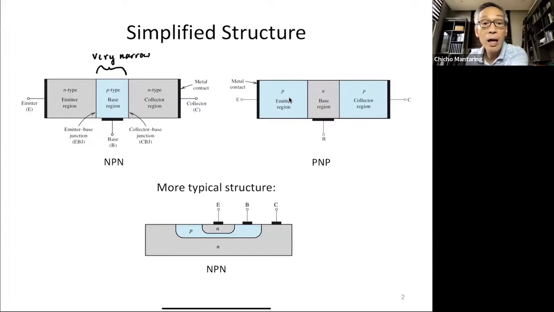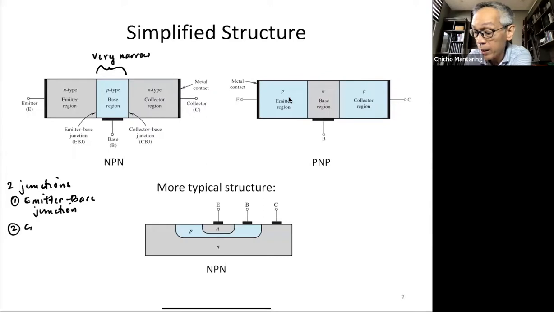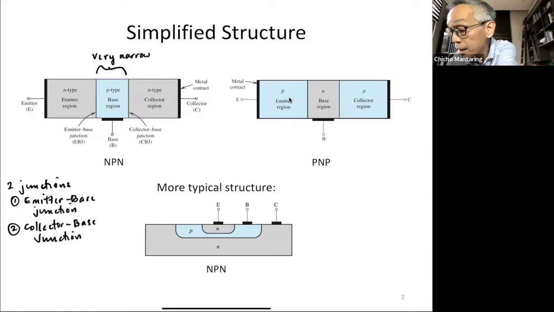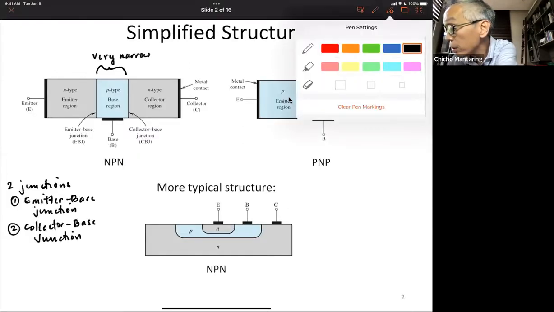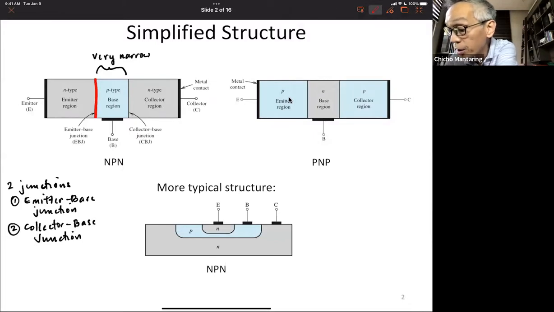Okay, we have two junctions in our BJT. You have what we call the emitter-base junction, and the collector-base junction. So these are two PN junctions. We took up the PN junction last time. So in this particular case, this is the emitter-base junction. Let me use a different color. This is my emitter-base junction. And then this is my collector-base junction.